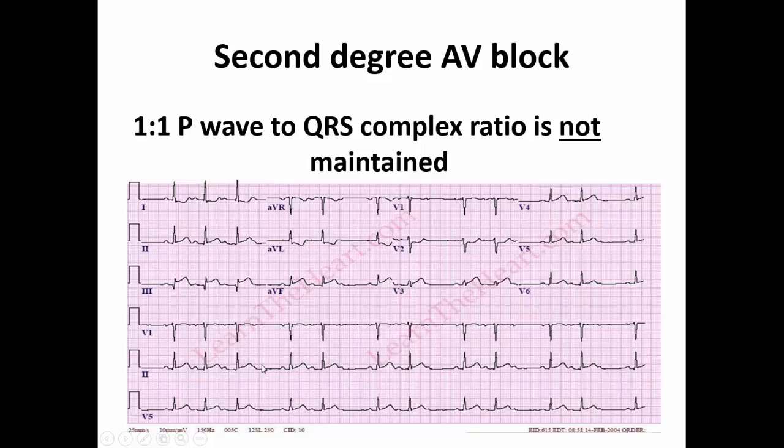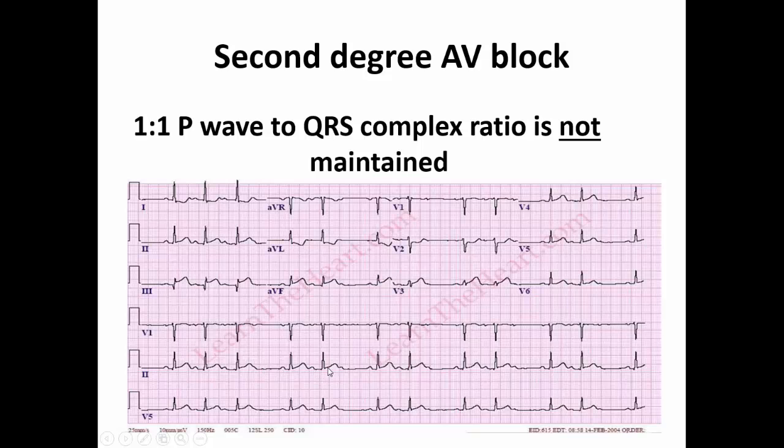In a second degree block, there's more P waves than there are QRS complexes. So you're going to have more P waves than QRSs. And so if you take a look here, you're going to see P wave, P wave. There's a P wave in here, P wave.